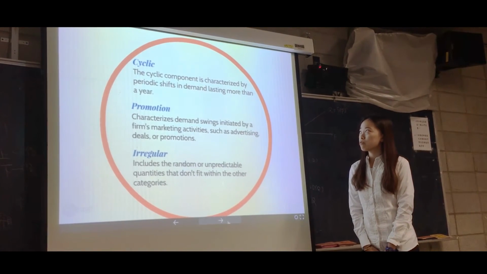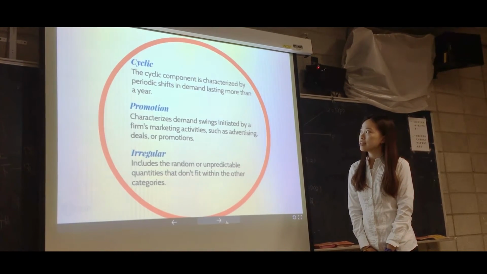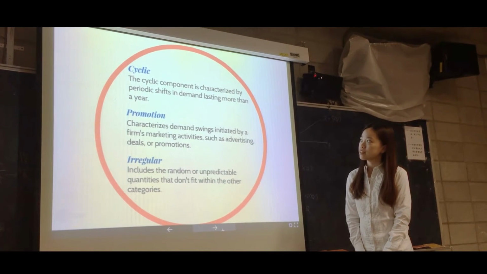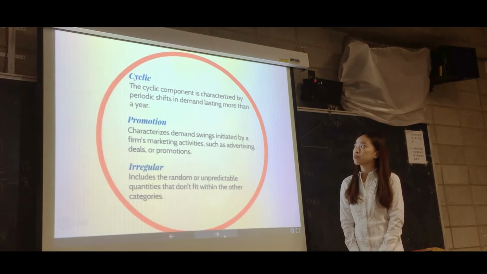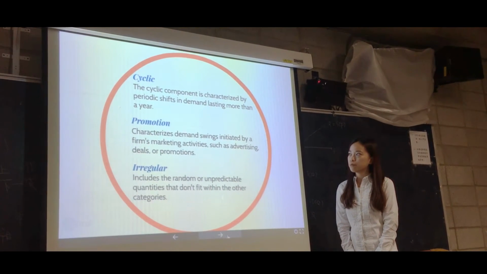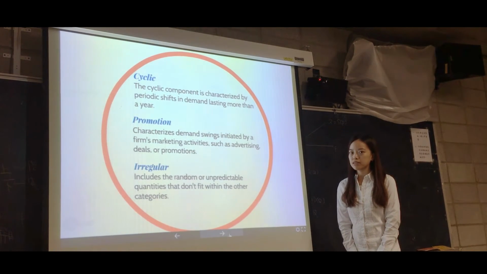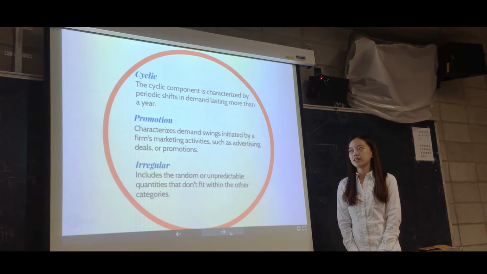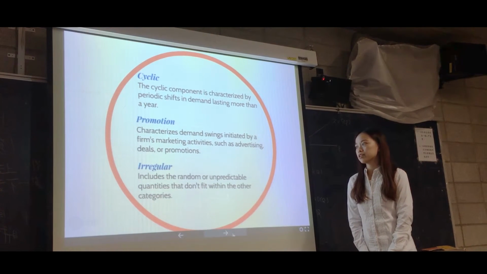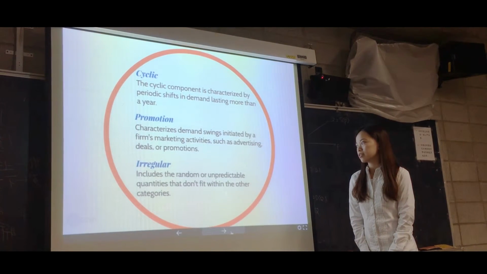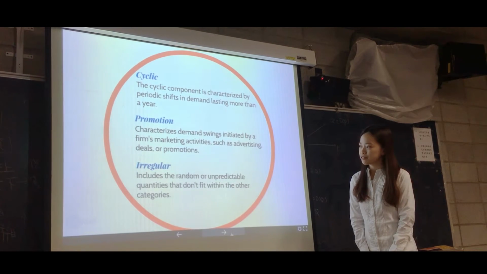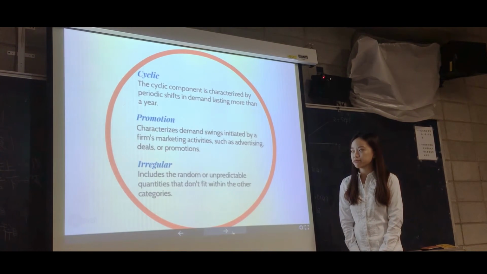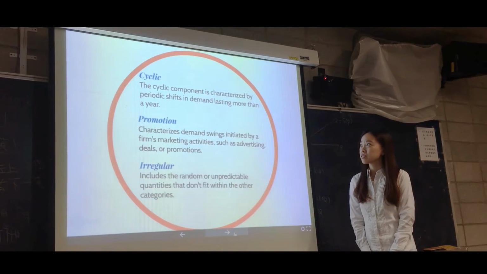And the cyclic component is characterized by predictable shifts in demand lasting more than a year. And the promotion component is something like advertising, deals, or promotions. And the irregular component includes random or unpredictable quantities that don't fit within the other categories.